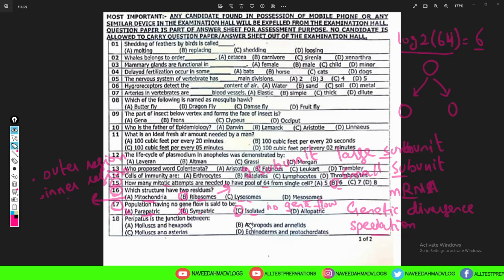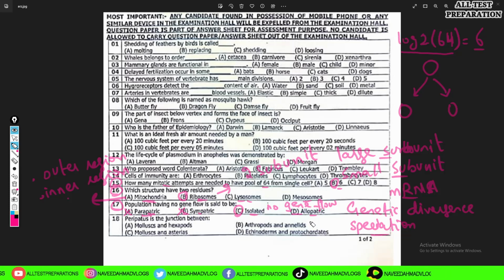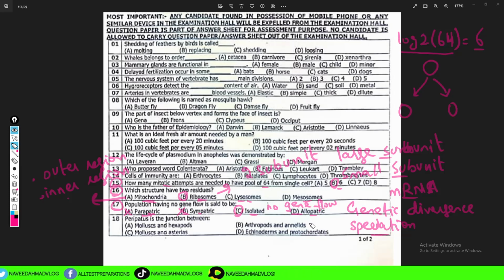in an isolated population. Option D is allopatric. So allopatric is also another type of speciation, and in this type of speciation they are separated by a geographical barrier such as mountain ranges or a body of water. So in this type of speciation, gene flow also occurs; if we remove the body of water, then the gene flow occurs. So this is also an incorrect option. So the most correct option in this question is option C, isolated.